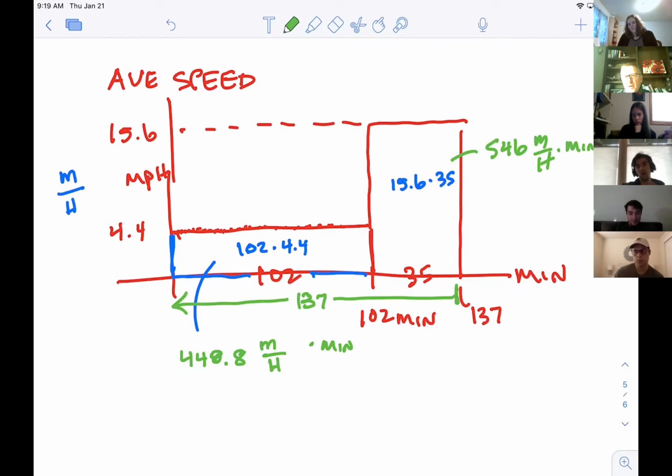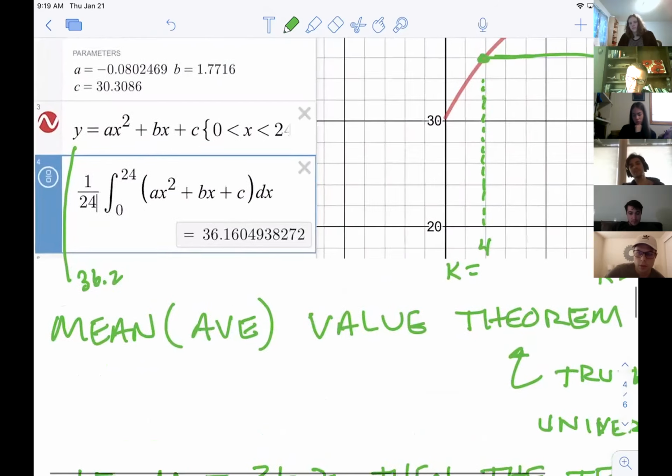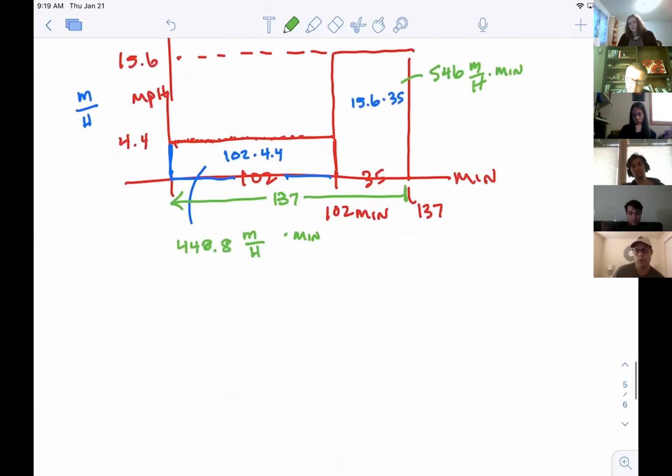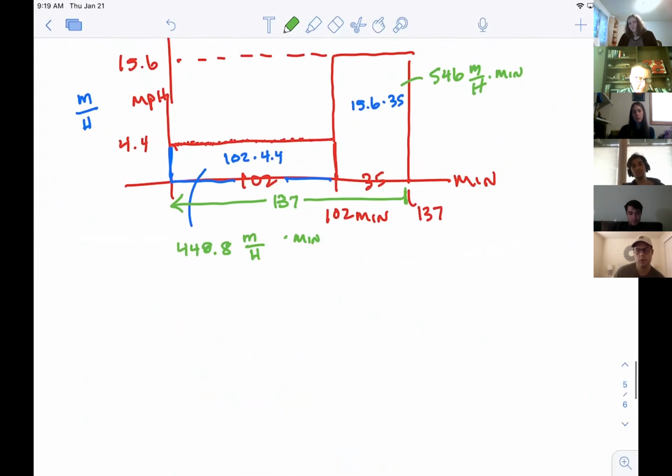Do you see the logic in why you're doing that? Why that formula works? It's miles minute per hour, right? So you're going to be left with miles per hour. Yeah. So I made this look a little bit worse, but in the end, what I'm taking is 546 plus 448.8, which is really 994.